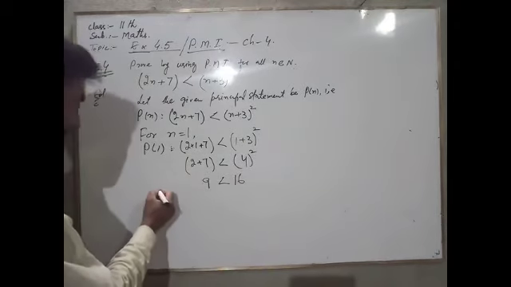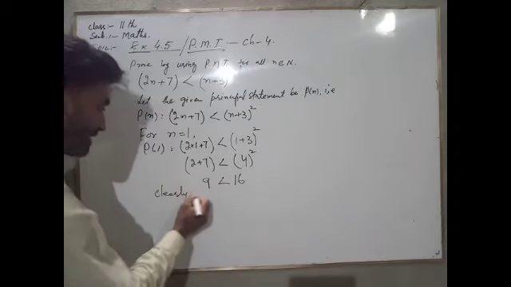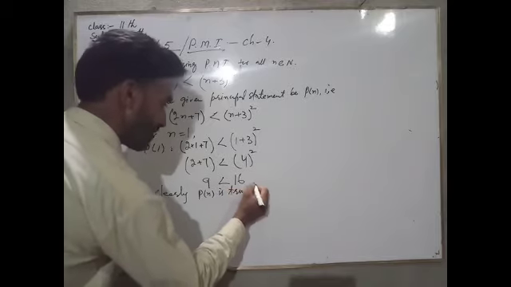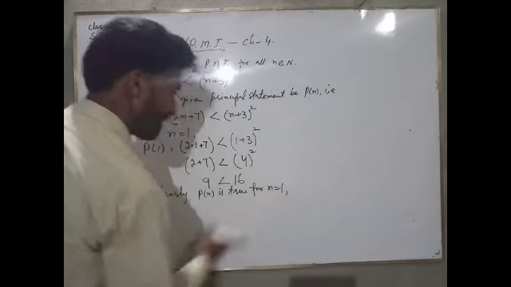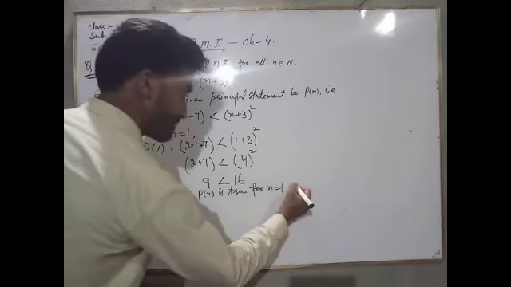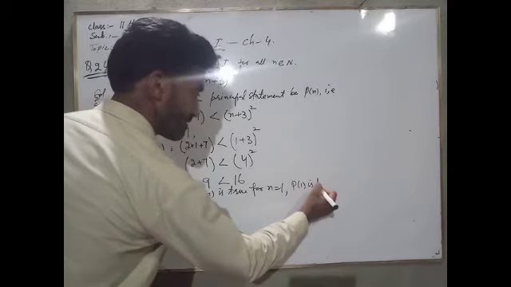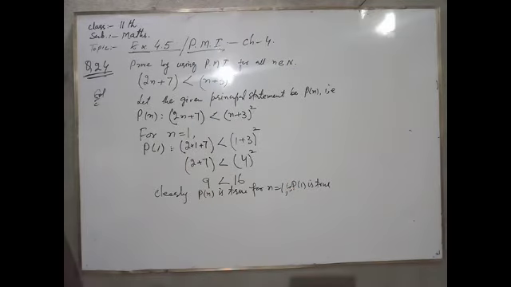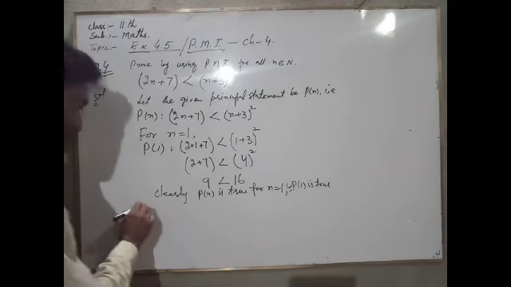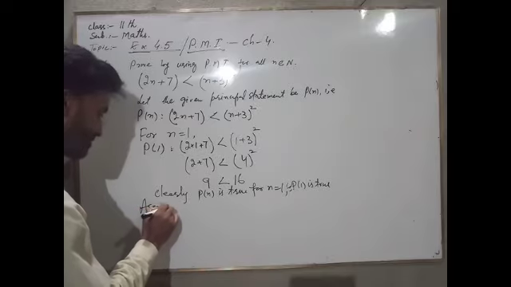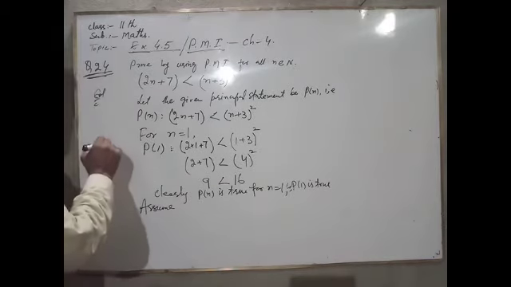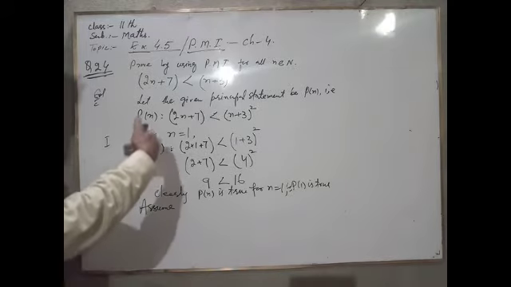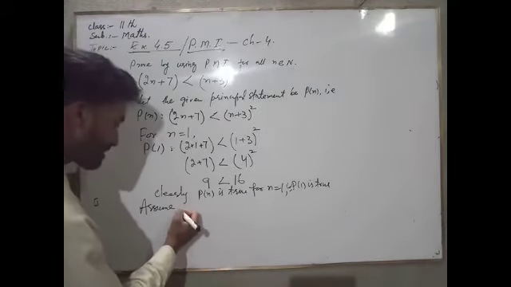So clearly Pn is true for n equal to 1, that is, P1 is true. Now assume that, so we do the first step, and in the second step we assume that it is true for n equal to k.